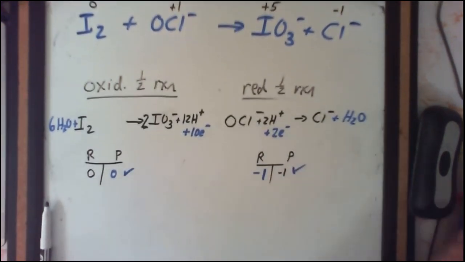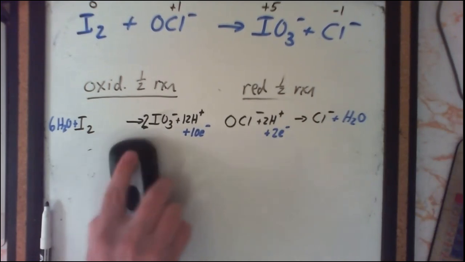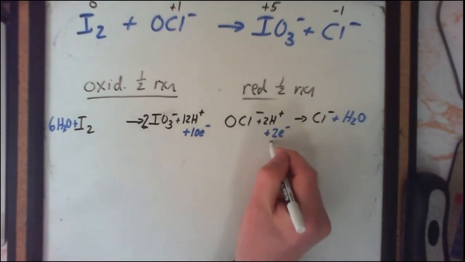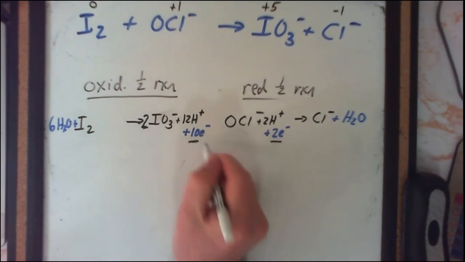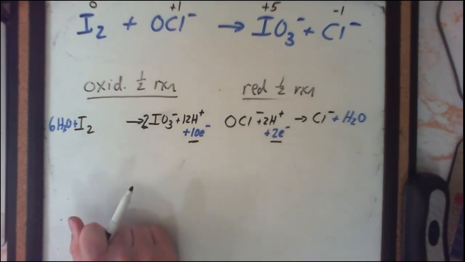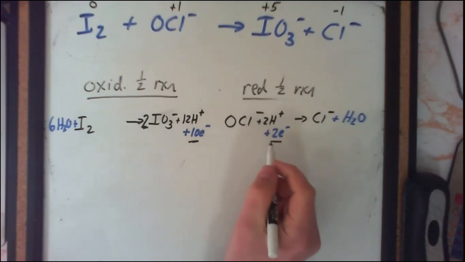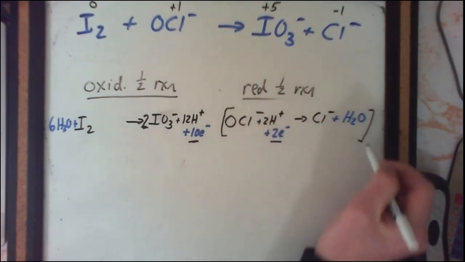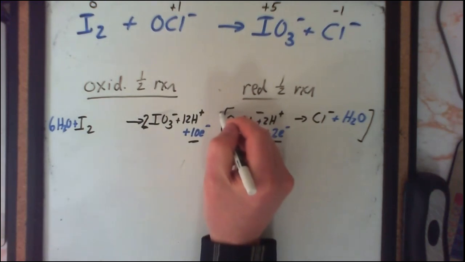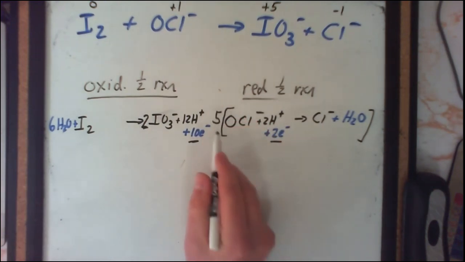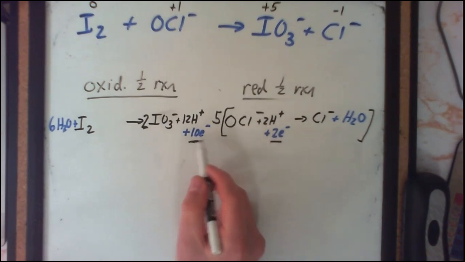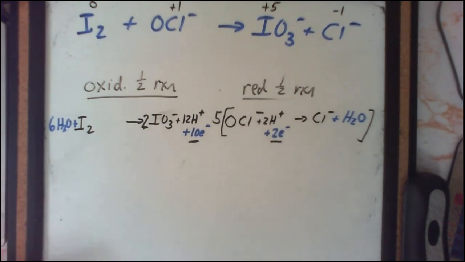So now, before we are able to recombine these reactions and add them together, we have to make sure that the number of electrons gained in the reduction half reaction equals the number of electrons lost in the oxidation half reaction. So to do so, notice that I need to, again, multiply my reduction half reaction. That won't always be the case, but it has been the case in these examples. Multiply by 5, so that 5 times 2 gives me 10 to match these 10. So I do that, and then we rewrite the equation.